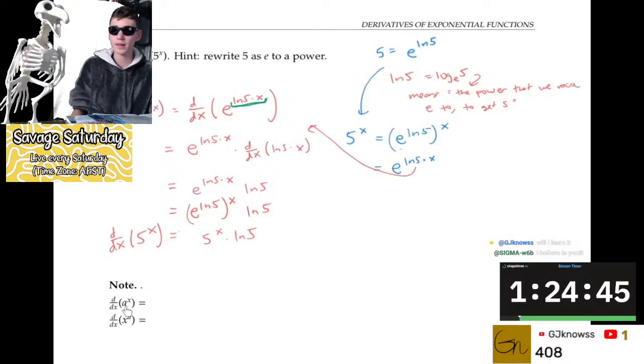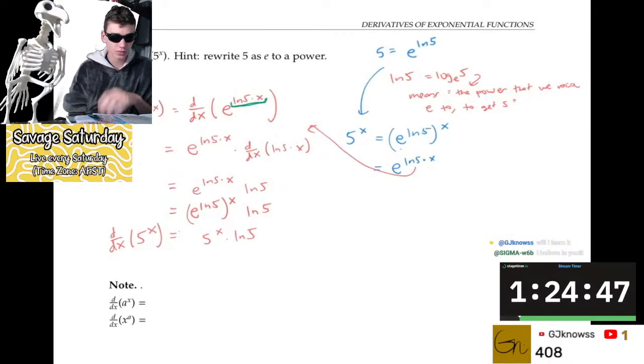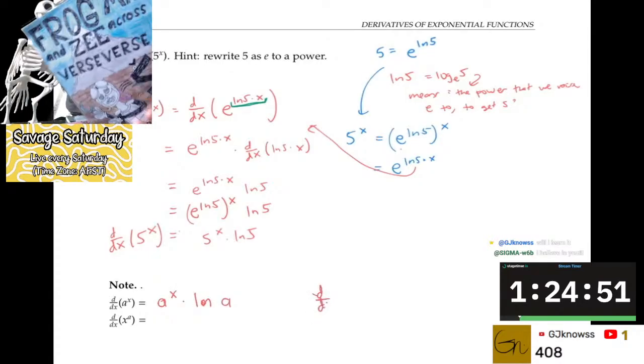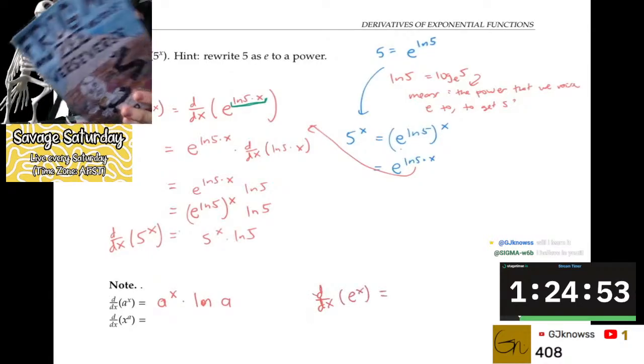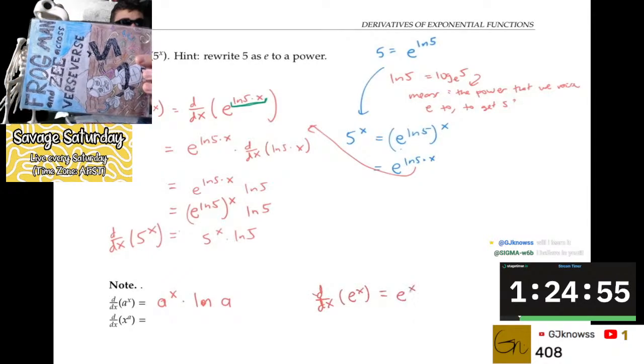So if I take the derivative with respect to x of a to the x for any number a, I'm going to get a to the x times ln a. And next we're going to apply this same rule on our old favorite, e to the x. So our base here is e. That means I should get e to the x times ln e.